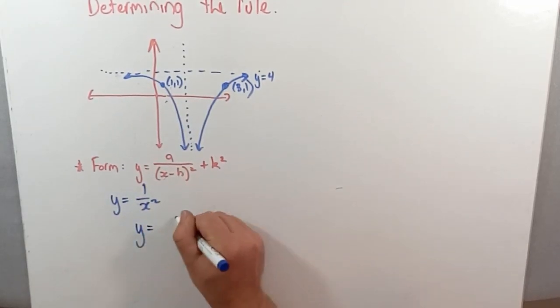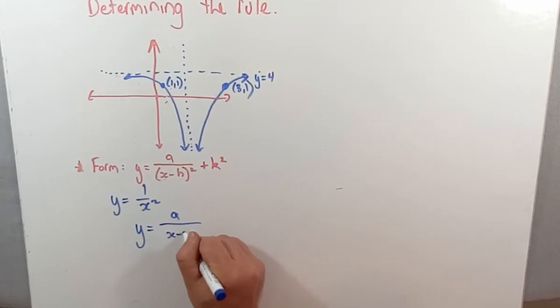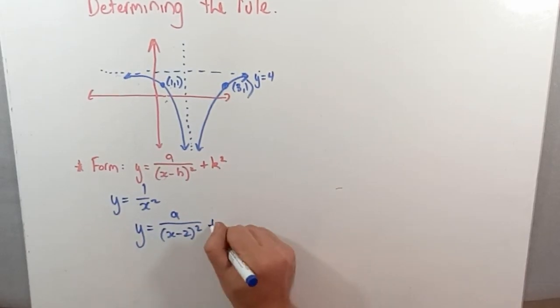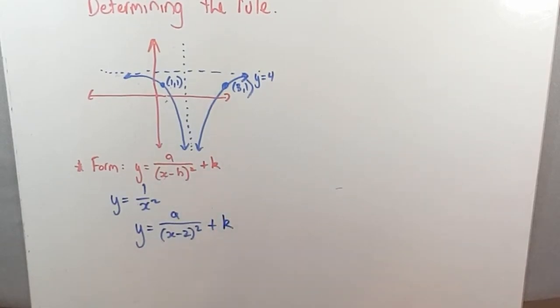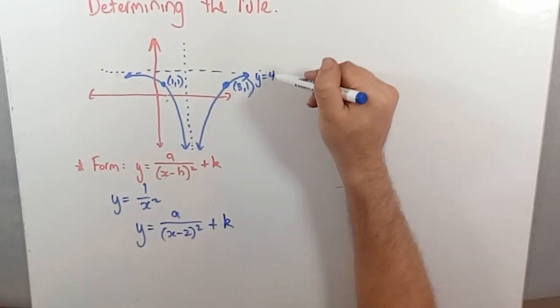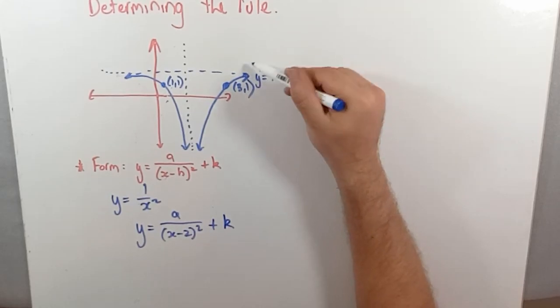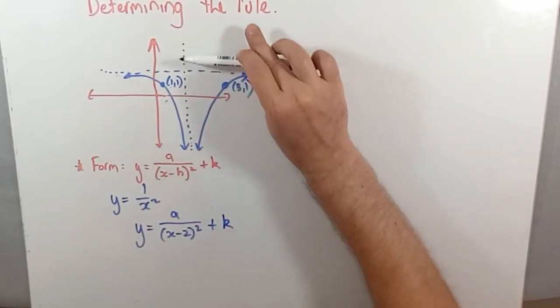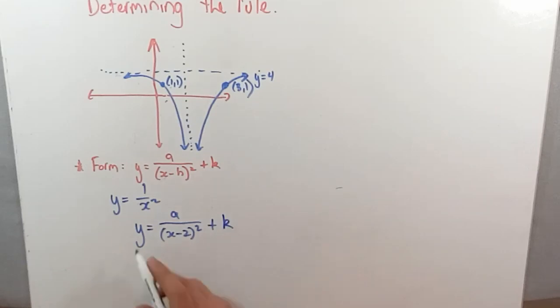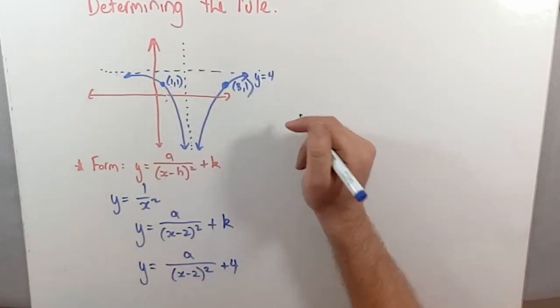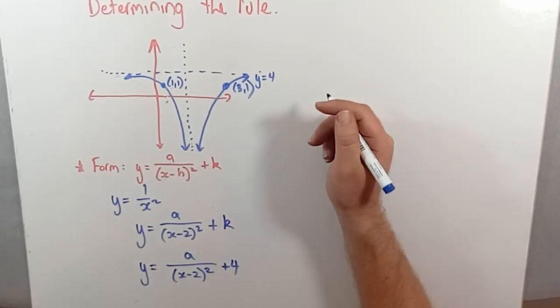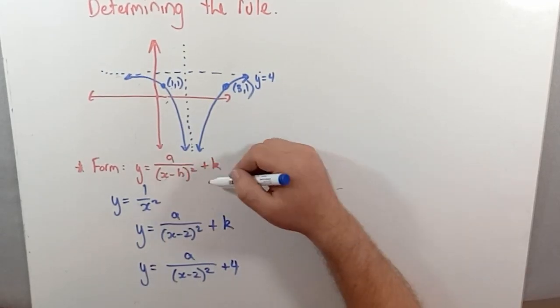So we've got y equals a over (x minus 2) all squared plus k. Sorry, I'm going to write plus k. All right, we've also got k. K is given by our asymptote, which we've moved up 4, so that's our k. So we've actually got y equals a on (x minus 2) all squared plus 4. So we've got 2 spots just by looking at the graph. Now all we need to do is find our a.